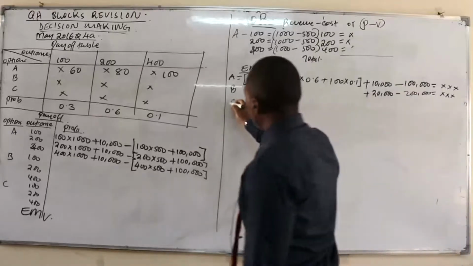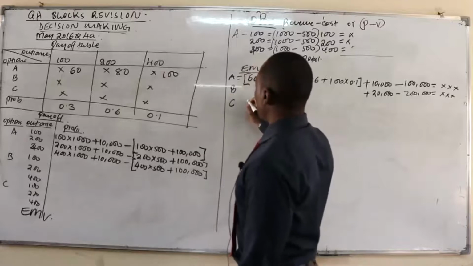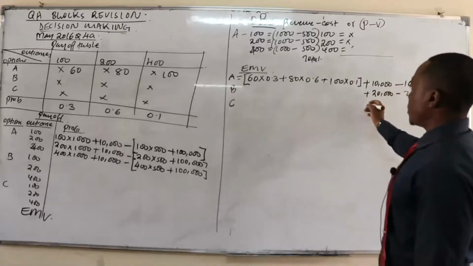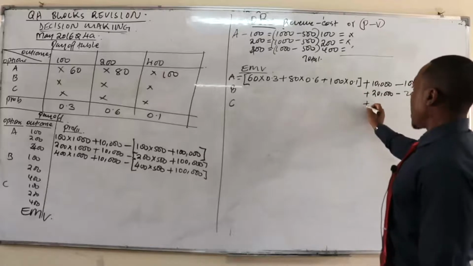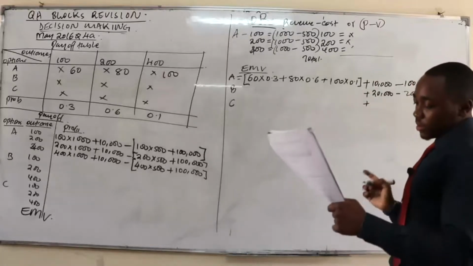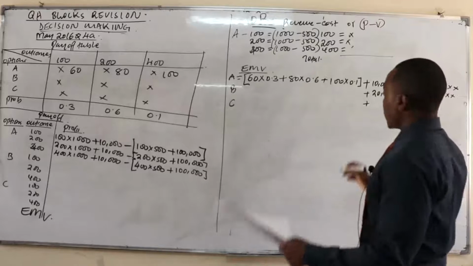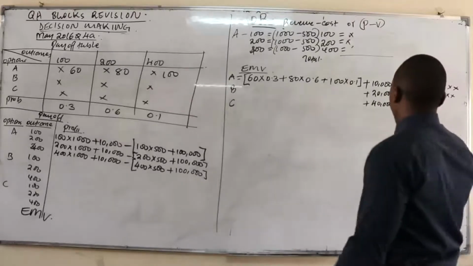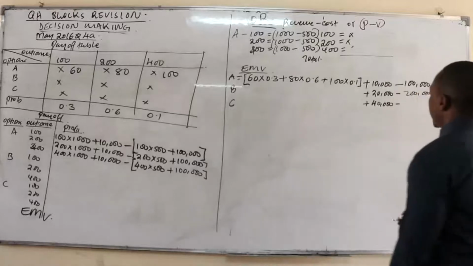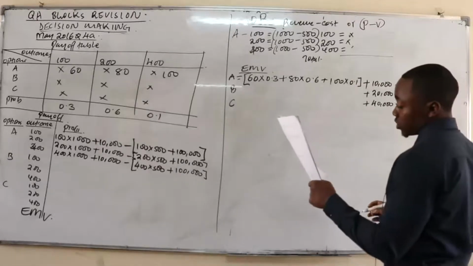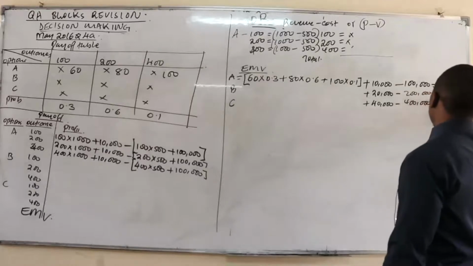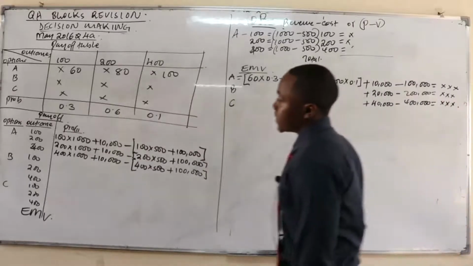For C, you do the same. You take the total contribution margin times their probabilities, then you get the total. Once you get the total, you also add the scrap value. Scrap value for machine C will be 40,000 minus the purchase cost of 400,000. As simple as that.